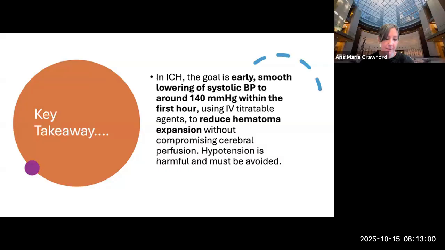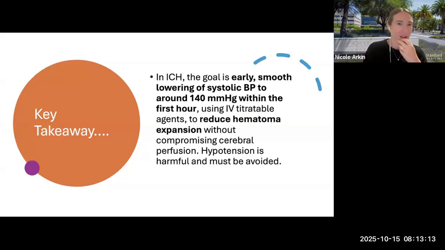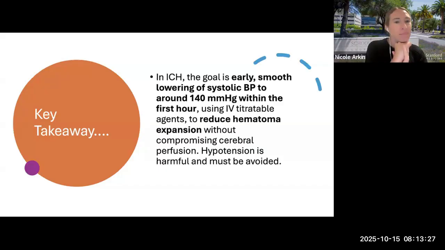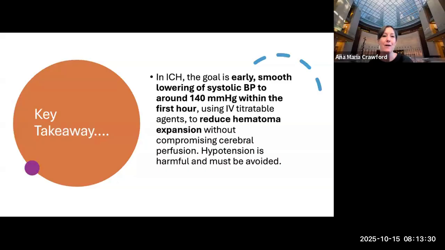Clevidipine is not really available in all locations. So some of the other titratable IV drips might be nicardipine. Labetalol is also, it's not a calcium channel blocker, but it also can lower blood pressure and it is IV titratable, as well as sodium nitroprusside and esmolol and nitroglycerin. There are pros and cons to all of that. I don't think we have enough time to get into all the pros and cons, but the first line agents would probably be nicardipine or clevidipine if those are available.